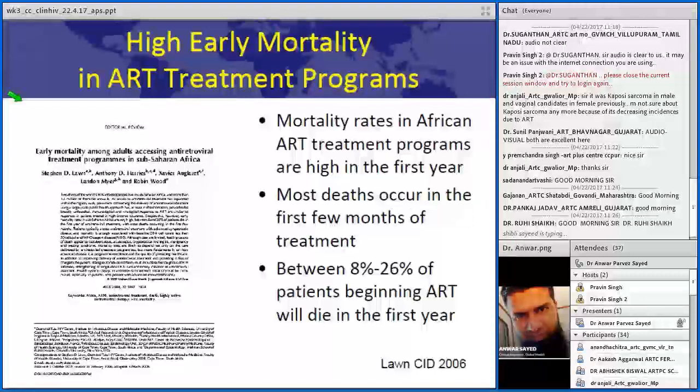Mortality rates in some of the African ART treatment programs are higher in the first year. This was reported in the Clinical Infectious Diseases journal. But even in our country, we have seen that most of the people die within the first year, or in fact within 6 months of ART initiation. Between 8% and 26% of the patients beginning ART will die in the first year.